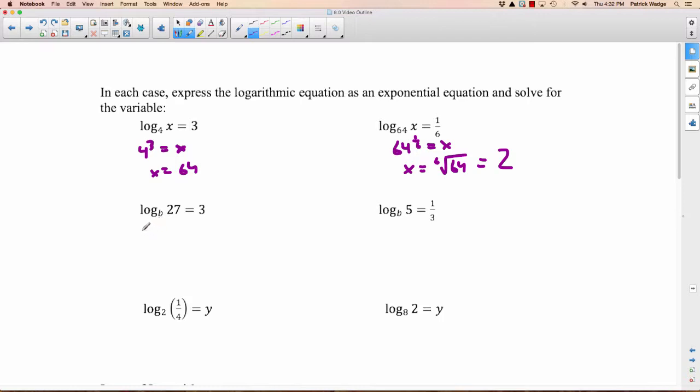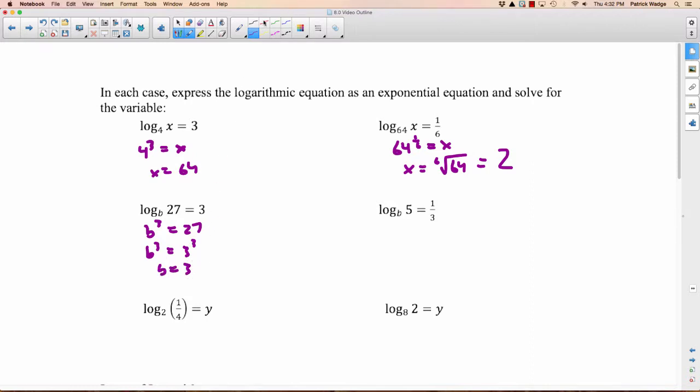Similarly here, exponential form, the base is b, raise it to the exponent 3, and we get 27. Now, there's a couple ways you could take it from here. One way is that you could turn this 27 into a power. What's 27 as a power? It's 3 cubed. Well, if b cubed equals 3 cubed, then they have the same exponents, so the bases must also be the same. So b has to equal 3.